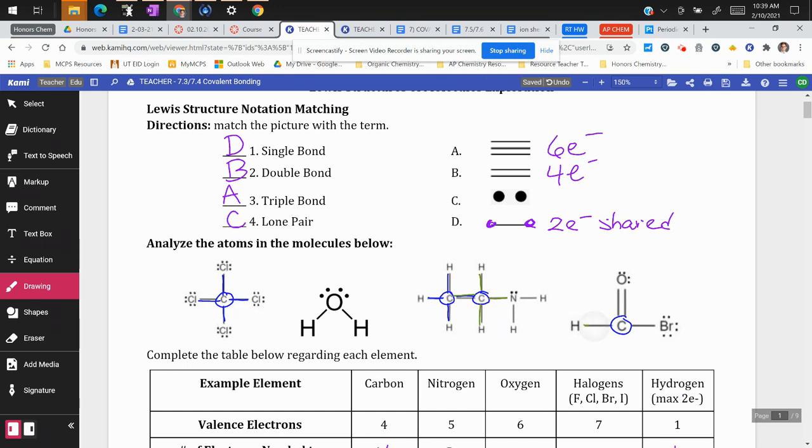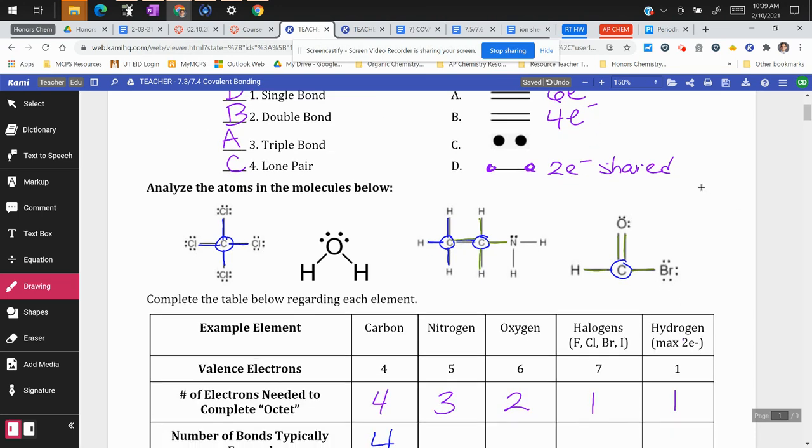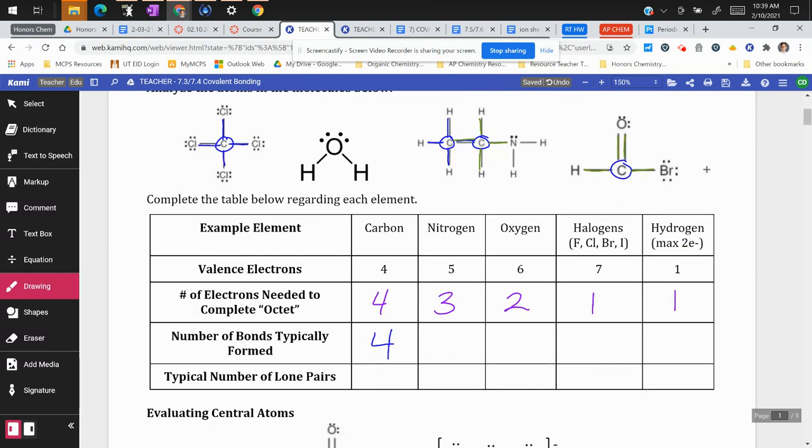Ooh, what about this last one? 1, 2, 3, 4 lines. Interesting. So carbon in this last example still has 4 lines, but 2 of them are single bonds and 1 of them is a double bond, whereas in the other molecules, they're all single bonds. We'll get into that more later, but we can keep this answer the same. We know that carbon typically forms 4 bonds.